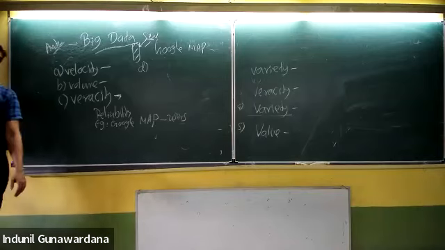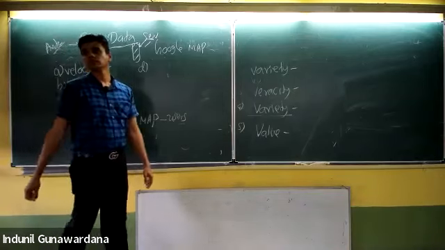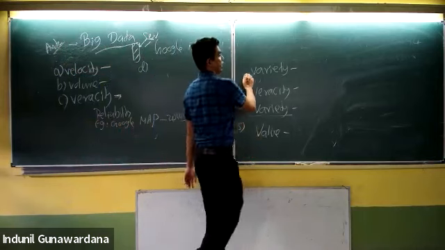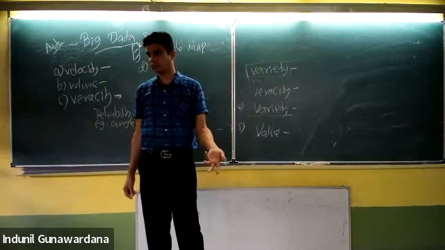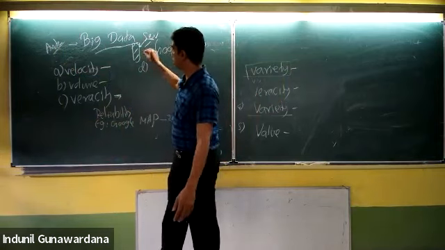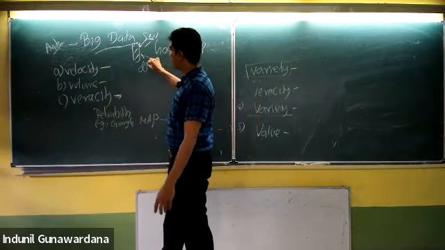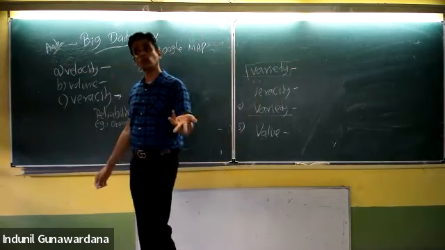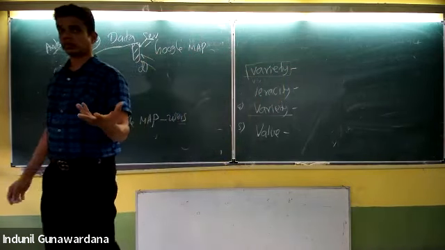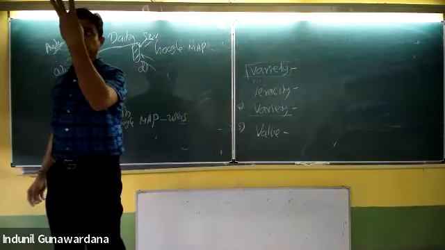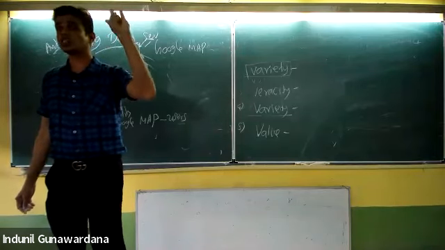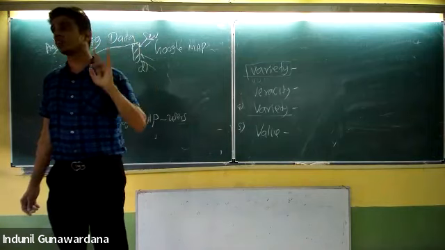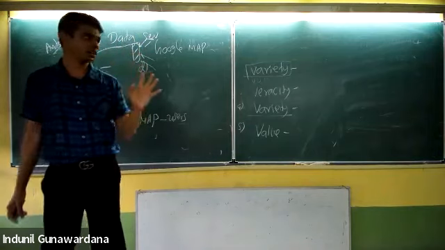Right. What is variety? Variety means varieties of types. So when the system gets data, the data are of varieties of types. Those types are categorized into three. One is called structured data, semi-structured data, fully structured data. Sorry, unstructured data.